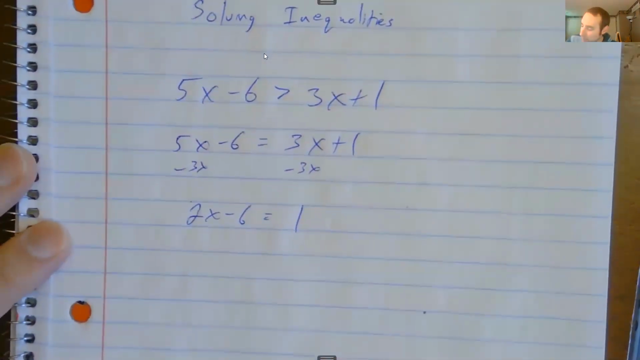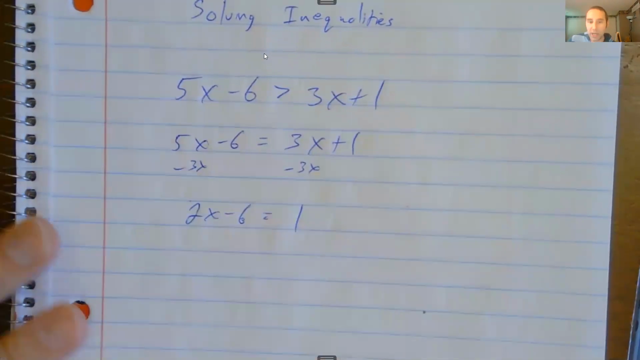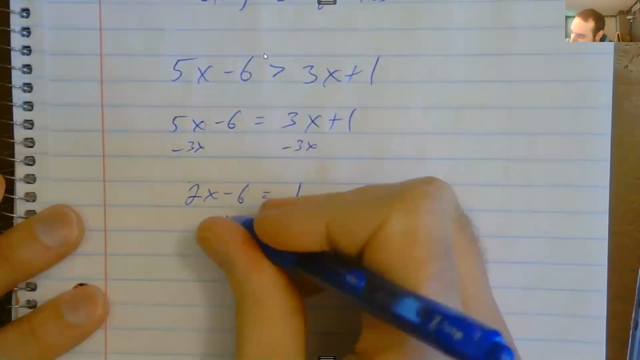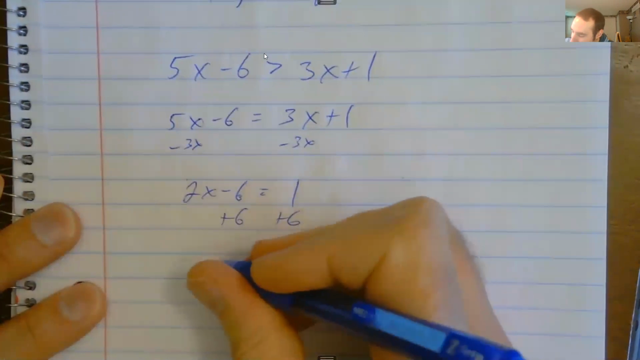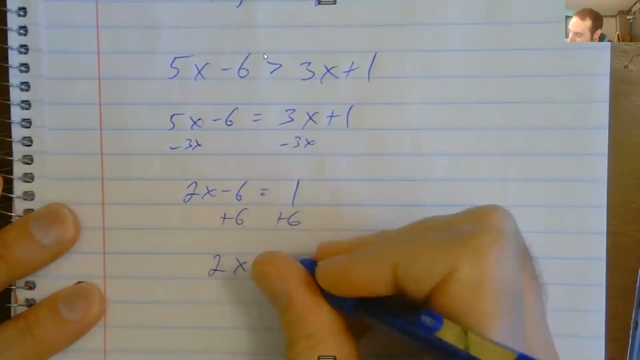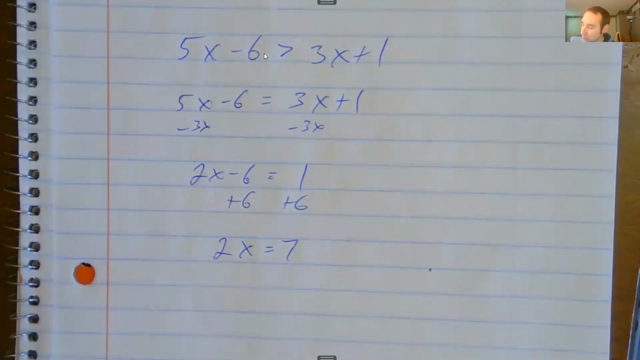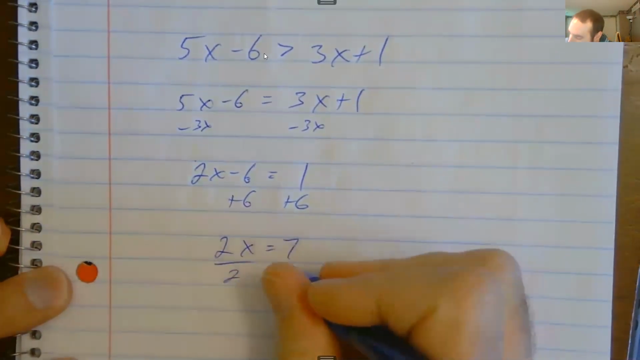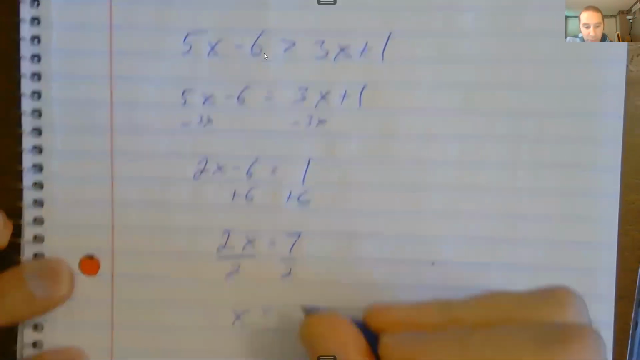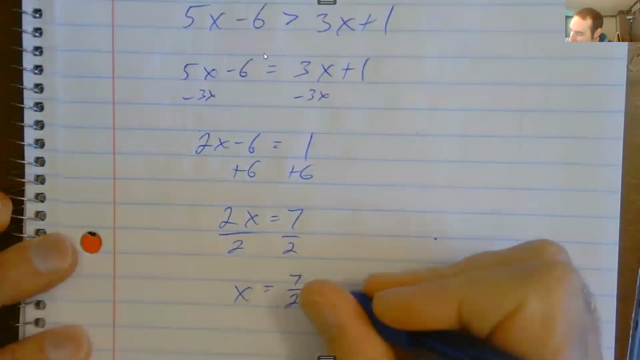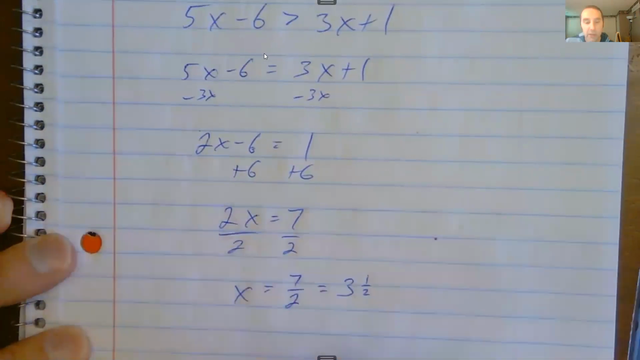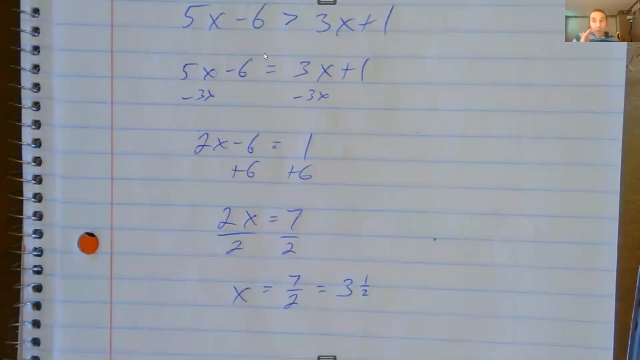I'm going to send the minus 6 to the other side. So the way we undo subtracting 6 is we add 6 to both sides. And I have a 2x is equal to 7. And then we want to undo the multiplication of 2, so we're going to divide by 2 on both sides, and so I get x equals 7/2 or 3.5. Okay. What we've just found there is the x value that will make these two expressions equal to each other.